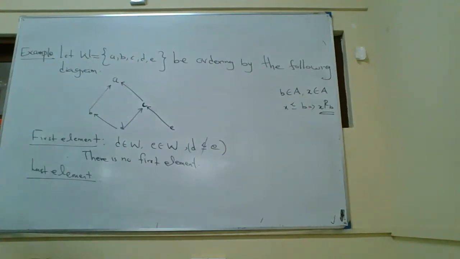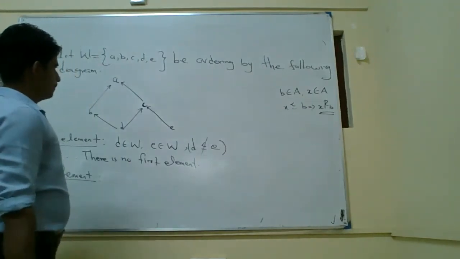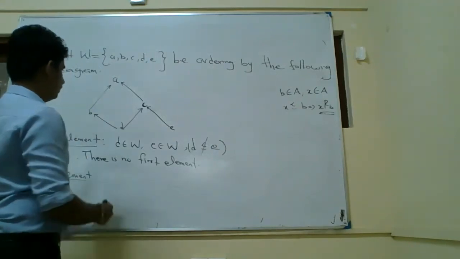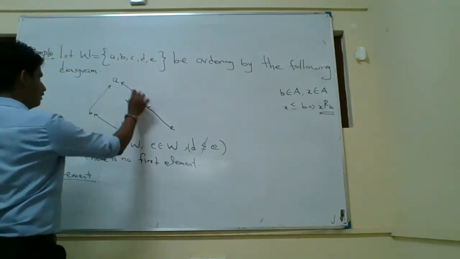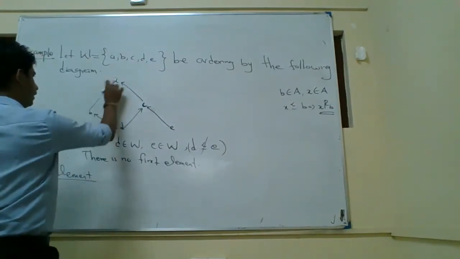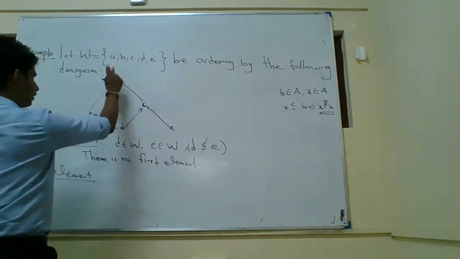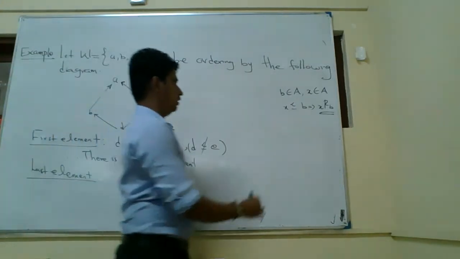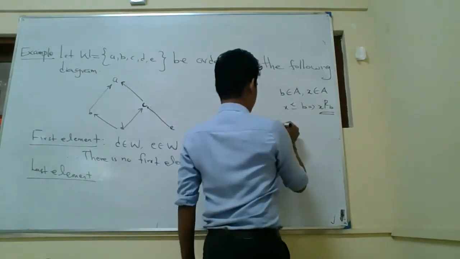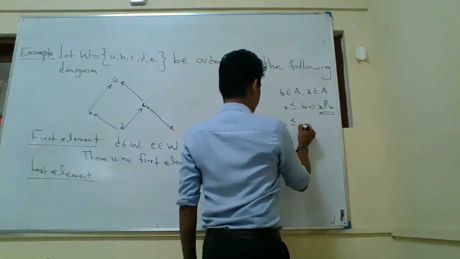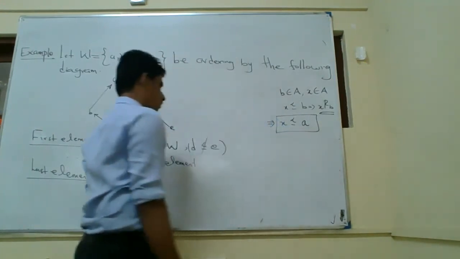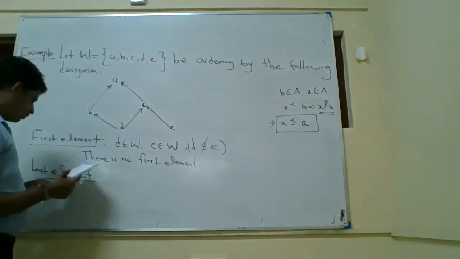Now we write that part. In this diagram, we have the relation of D to C and C to A. Here D to B, B to A. E to C, C to A. Now you check this one is your last element. X precedes A. This condition okay? You can check, no problem.